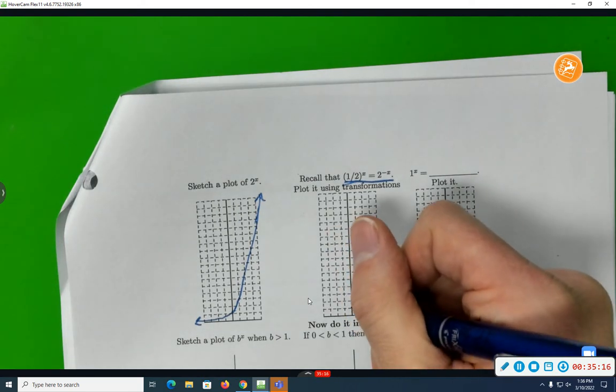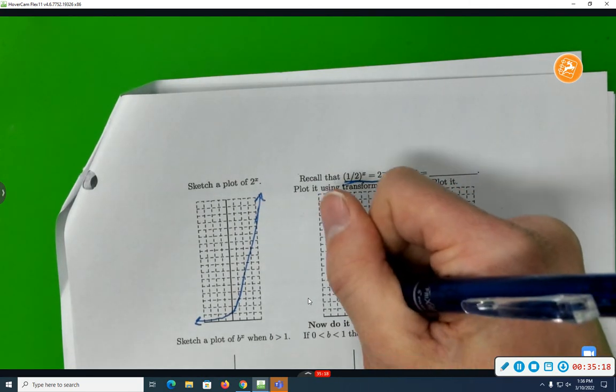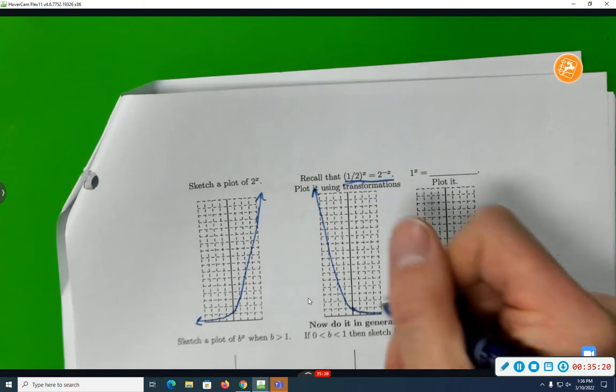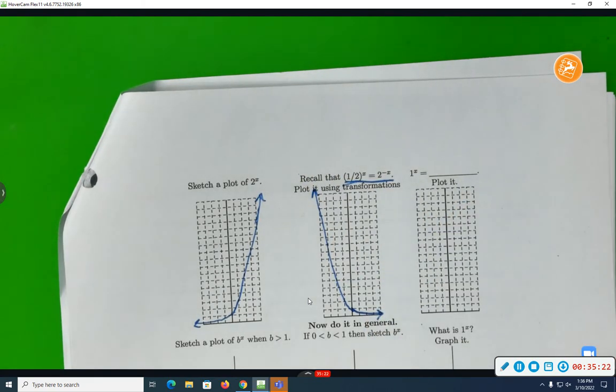And if you're not very careful, then you might mean the right thing, but you'll say it reflects it over the x-axis, which is not correct. So there's the graph of 1/2 to the power x. And there's one exponential that behaves weird.